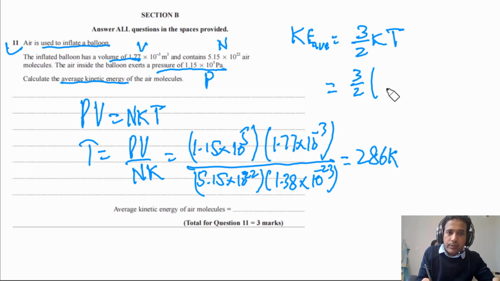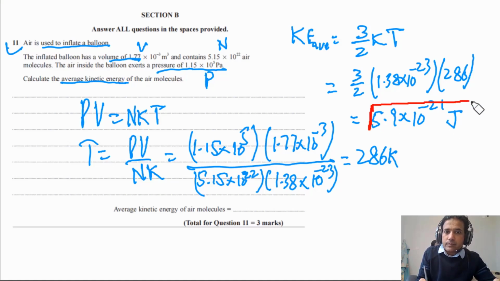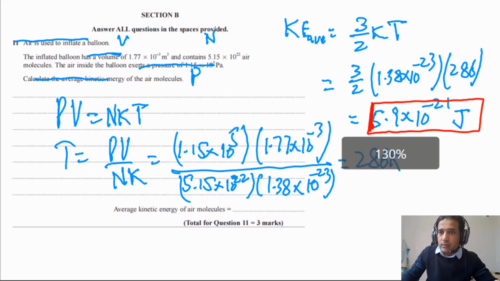So the value of K, Boltzmann's constant, is 1.38 times 10 to the minus 23, and the temperature is 286 kelvins. Temperature must be in kelvins, and if we solve this one, we will get 5.9 times 10 to the minus 21 joules. So the final answer for this one is this. This is the average kinetic energy of an air molecule.